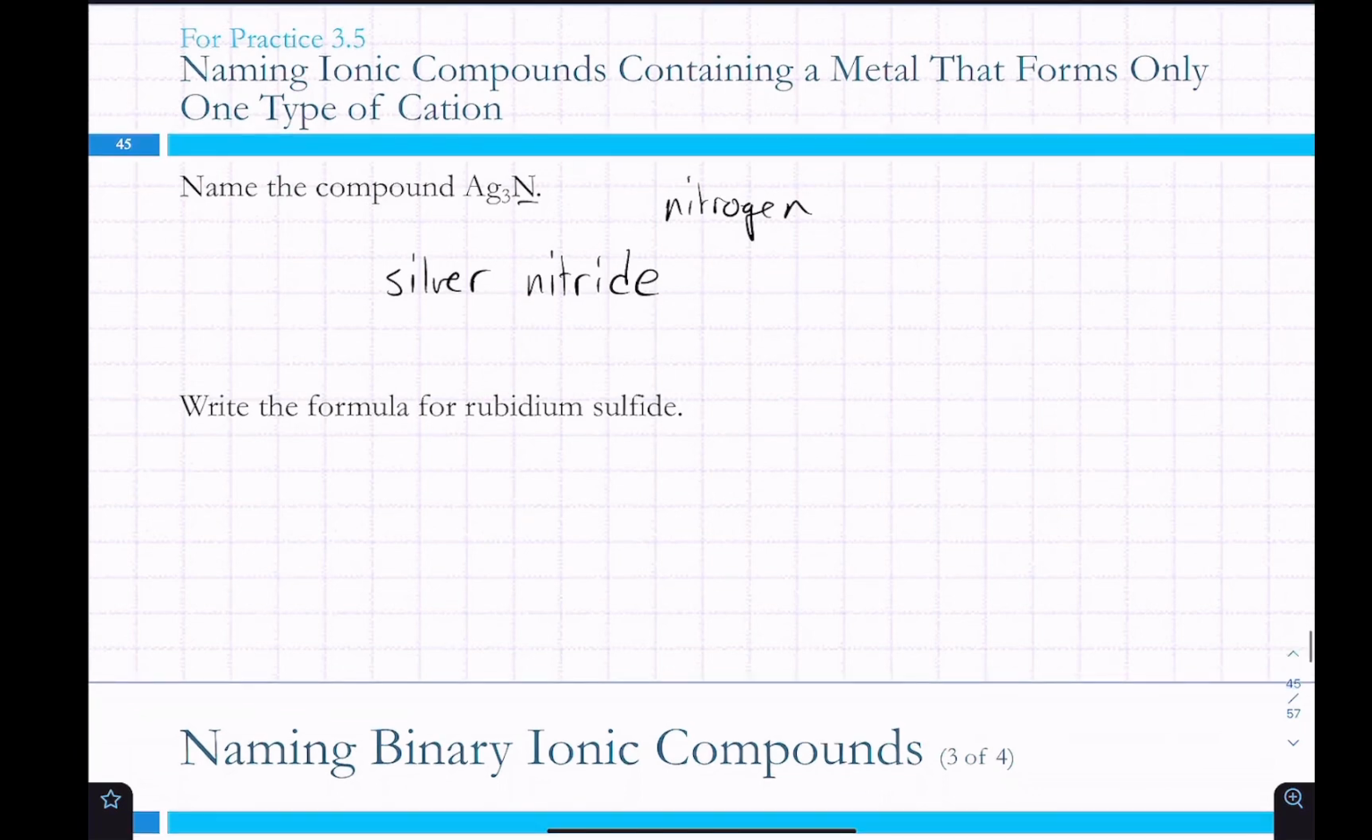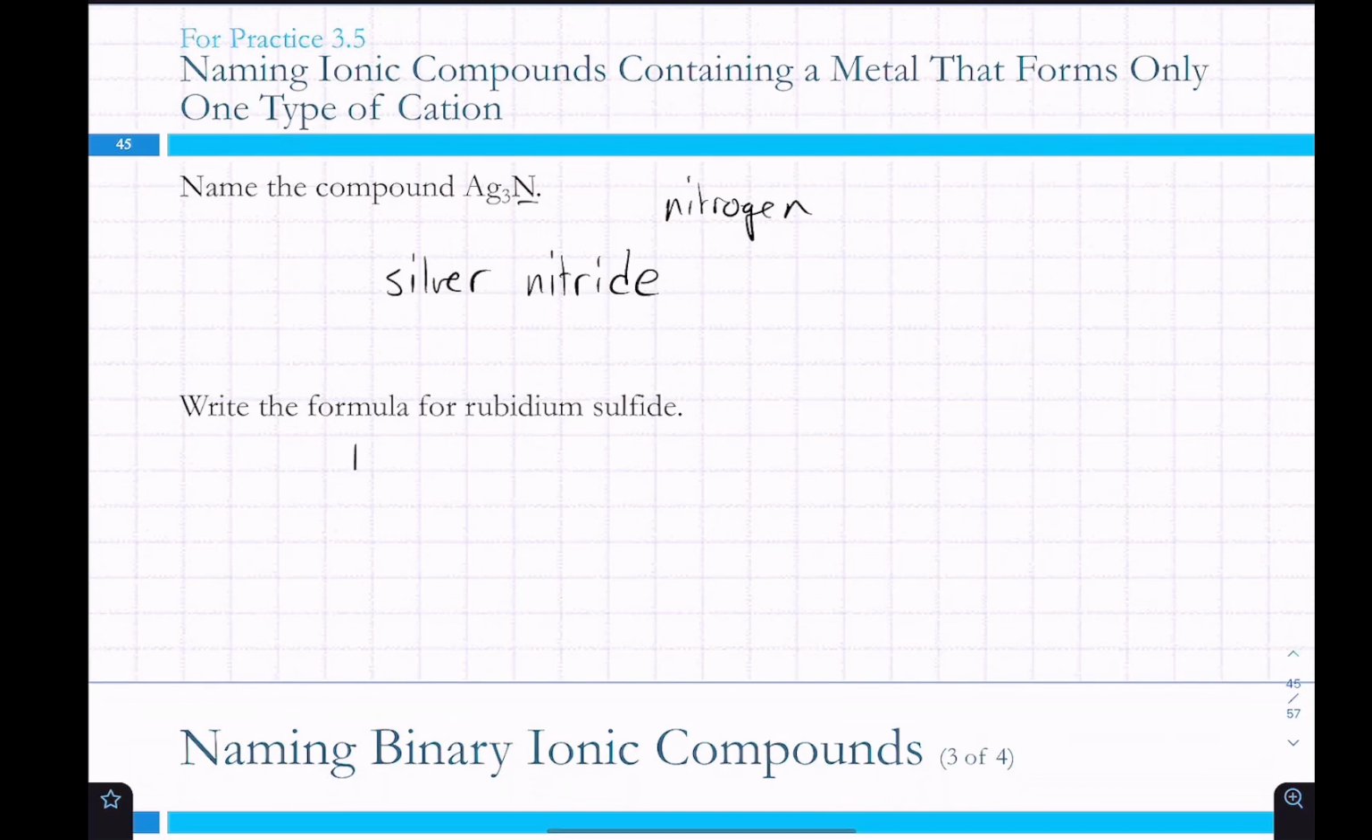What's the first step for writing a formula for rubidium sulfide? Charges? Symbols? What kind of compound is it? Ionic compound. How do you know it's an ionic compound? Yeah, rubidium's a metal way over yonder, and sulfur is a nonmetal, so metal, nonmetal.